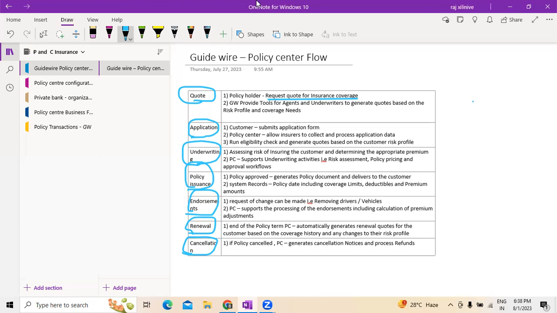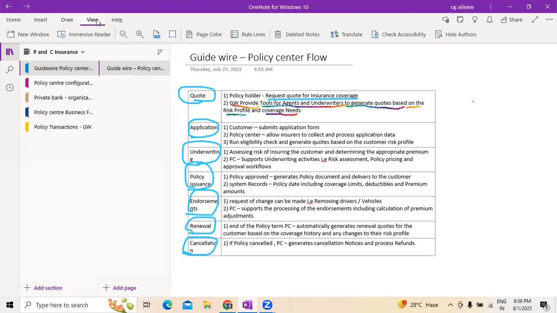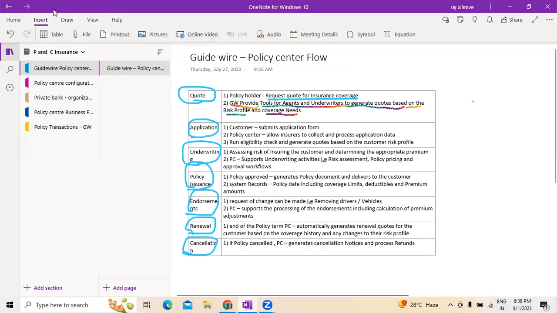Next, in Guidewire, there are different tools for agents as well as for underwriters, which are useful for generating the quotes based on the risk profile as well as the coverage needs. One has to understand here, because most people who want to move towards this kind of insurance must understand a few things.